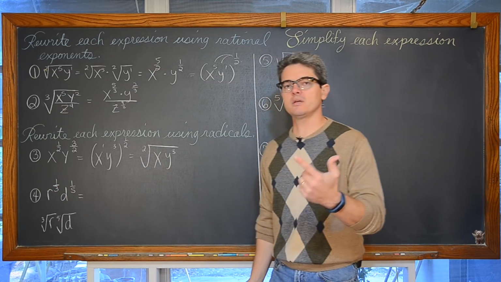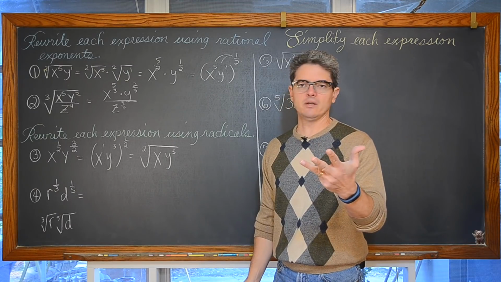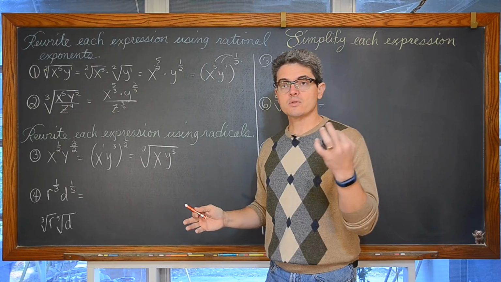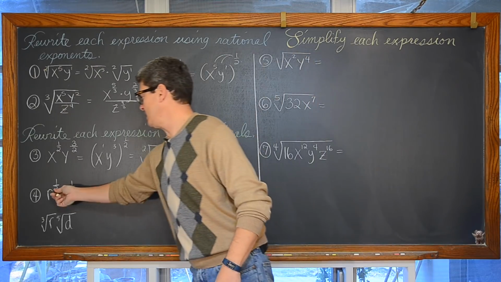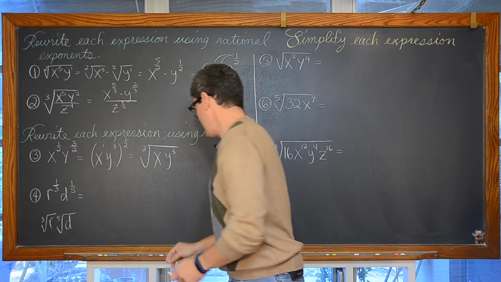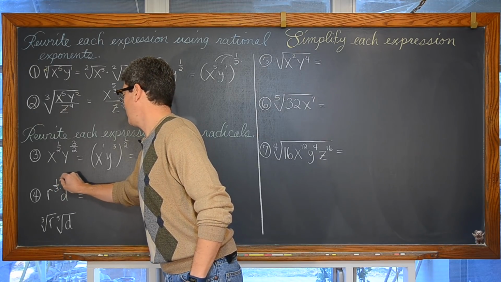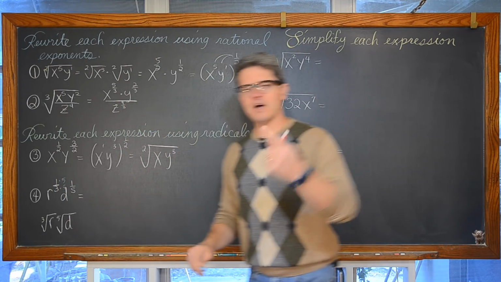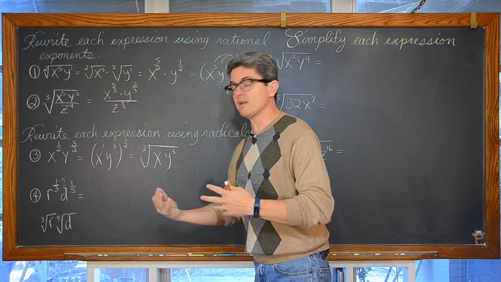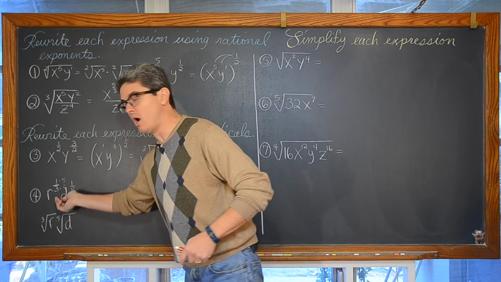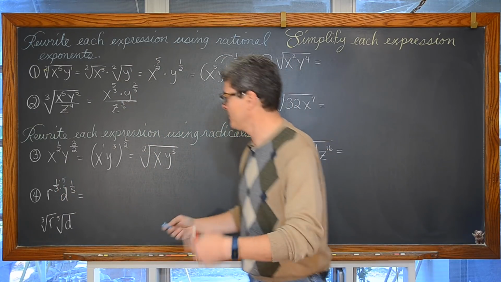Well, 3, 6, 9, 12, 5 doesn't go into any of those, 15. Oh, 5 goes into 15. So the lowest common multiple between 3 and 5 is 15. So that means we're going to multiply this fraction by 5 over 5, which is equal to 1. So we're just going to make it look different, not change its value. I'm effectively multiplying 1/3 by 1, because 5 divided by 5 is 1.